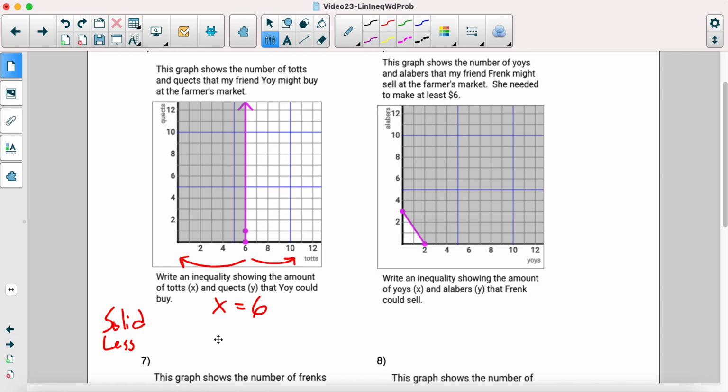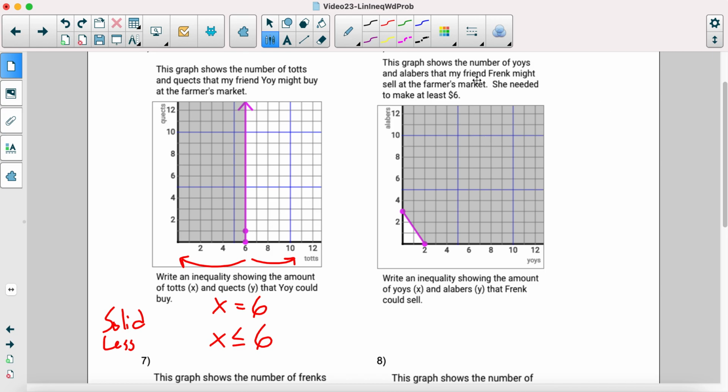So we just need to replace the equal sign here with the correct inequality sign. It's a solid line, which means that it could be equal to it, and it's less than, so x is less than or equal to 6. Very simple. But that is the one notable exception, okay? So you're going to have to remember that when you have an undefined slope, you're going to have to find the relationship for the shaded area compared to the line along your x-axis instead of your y-axis.